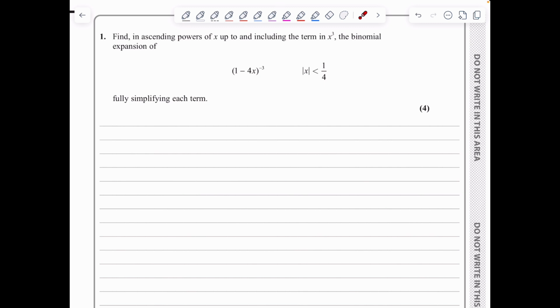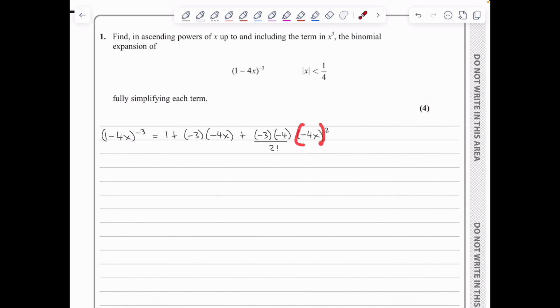In question 1, we need to find, in ascending powers of x up to x cubed, the binomial expansion of (1 - 4x)^-3. So we know that we always start with 1, plus we get the power down of minus 3 times the term in x, which is negative 4x, plus the power of negative 3, and we deduct 1 from the power, so negative 4 over 2 factorial times minus 4x to the power of 2.